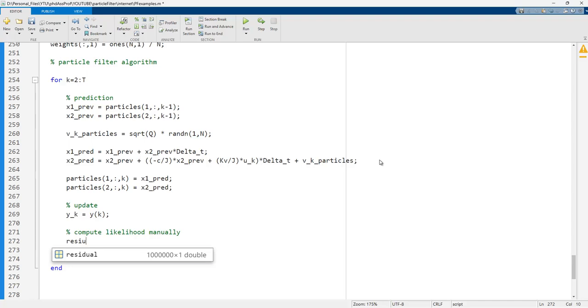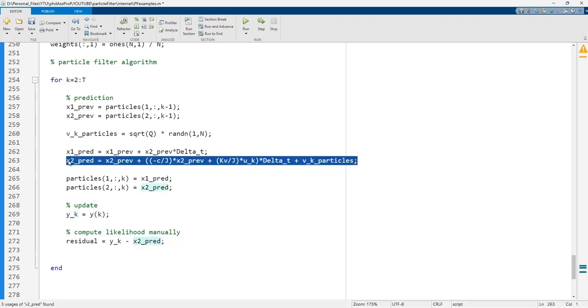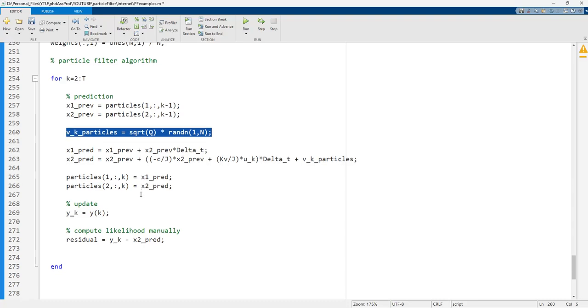Residual is equal to yk minus x2 pred, okay. Because x2 pred is our desired prediction value in here, but yk is the measurement, and so yk always contains noisy signals. It's coming from the sensor, it contains the noisy signals, and x2 pred also contains noisy signal but in a different form of these terms, okay.